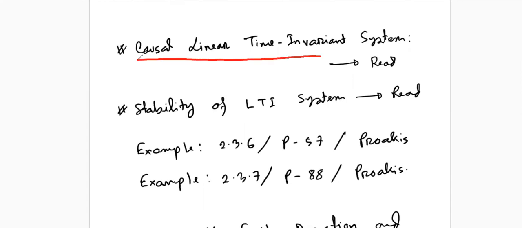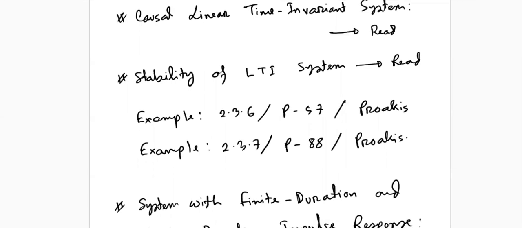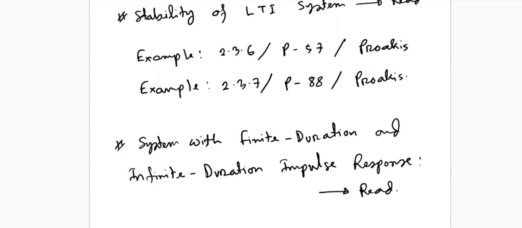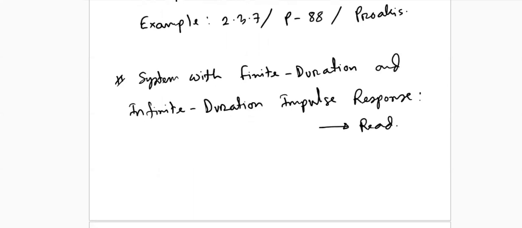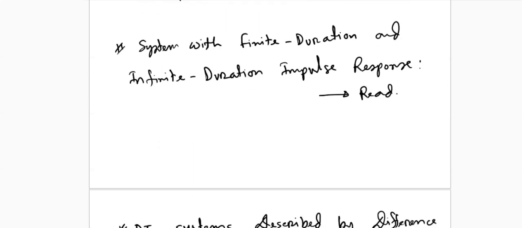causal linear time invariant system. So go through that. I believe that you will find it very easy. Afterwards, there's a stability of LTI system. Please read yourself. The examples are given in the book. Then comes the system with finite duration and infinite duration impulse response.